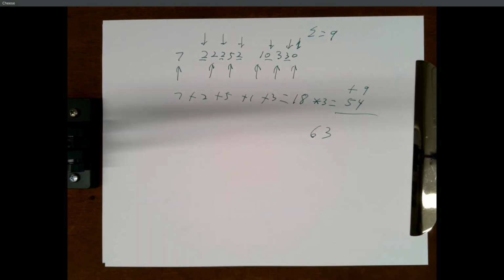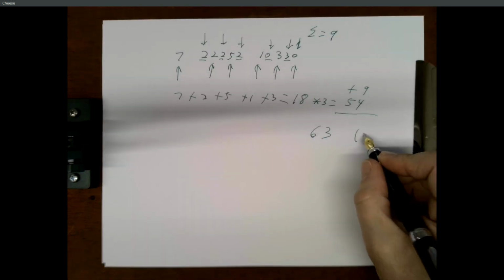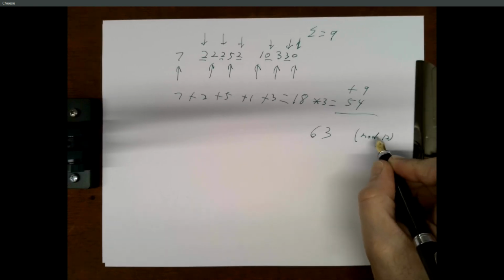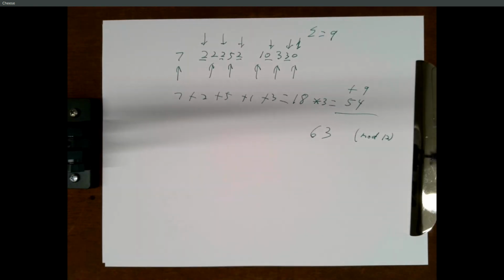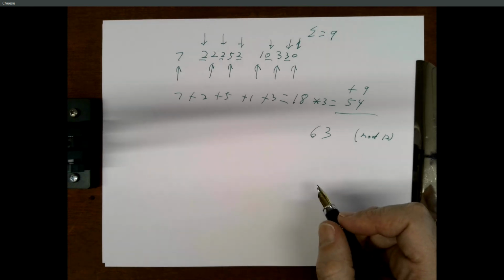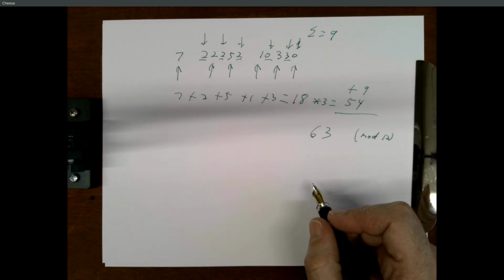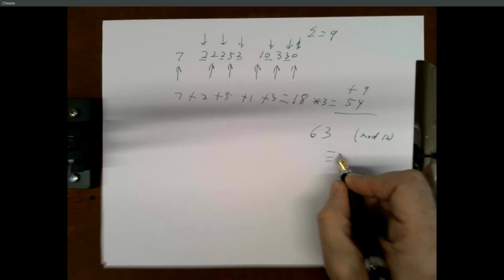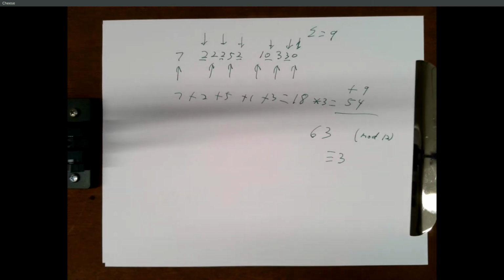And then reduce it modulo 12. This is not going to work. Oh, maybe it is. So what is 63 modulo 12? 12 times 5 is 60, so 63 is congruent to 3.